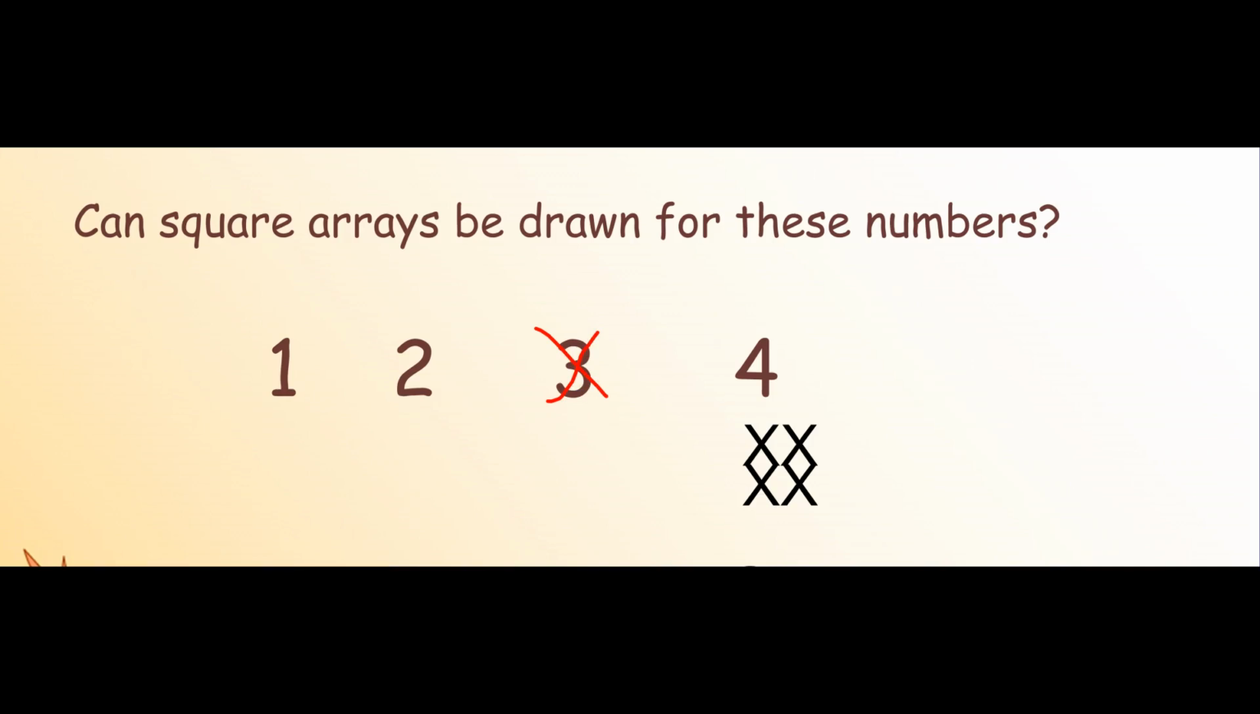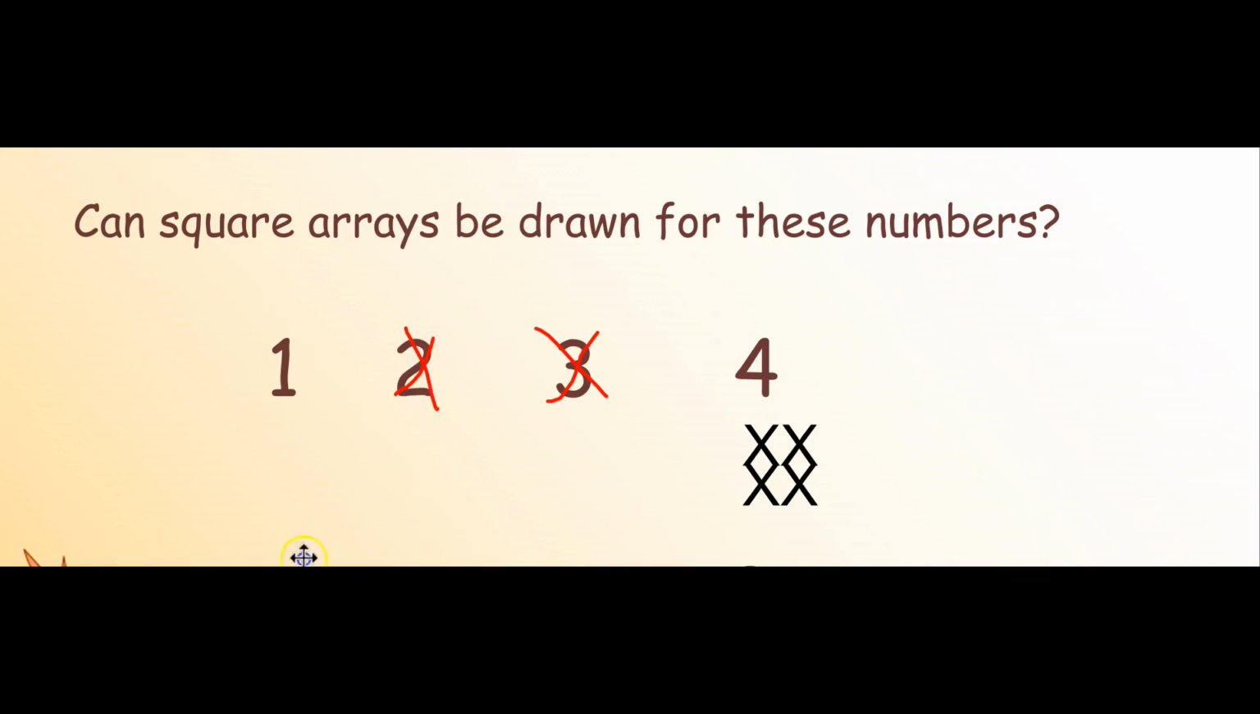2 seems like it would be a square number, but wait a second. So here's an array with a total of 2. I have 1 row and I have 2 in that row. Are my number of rows and my number of columns the same? No. So 2 is not a square number.